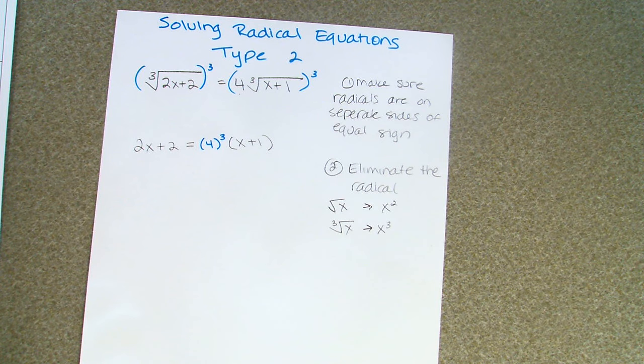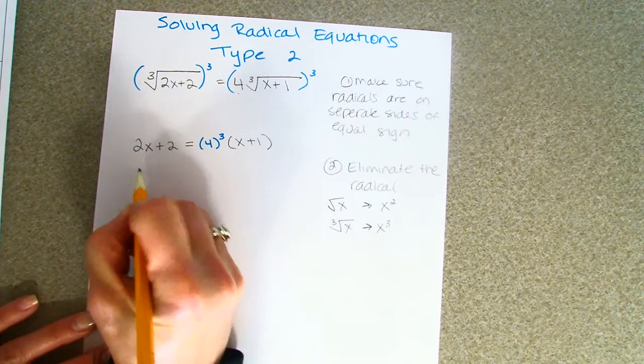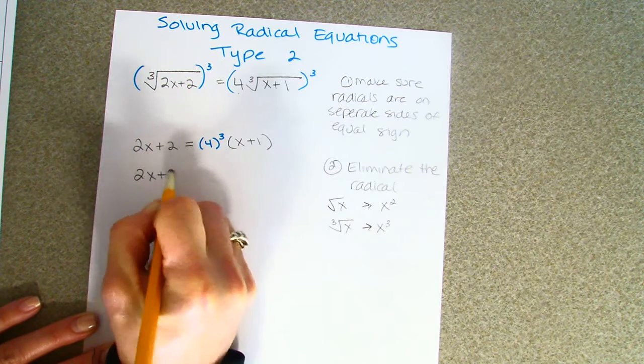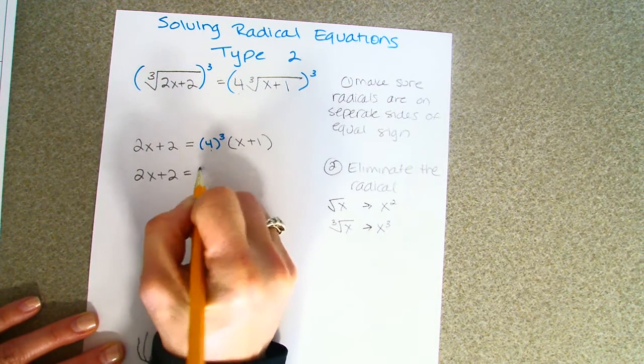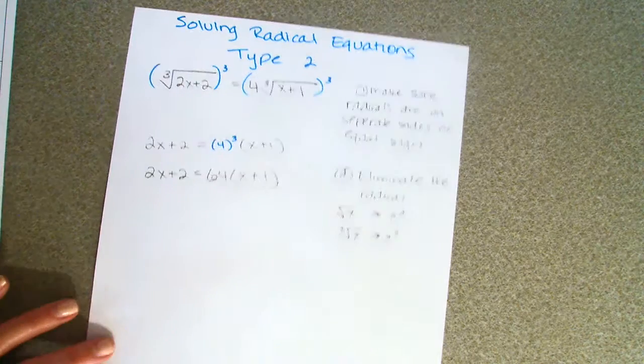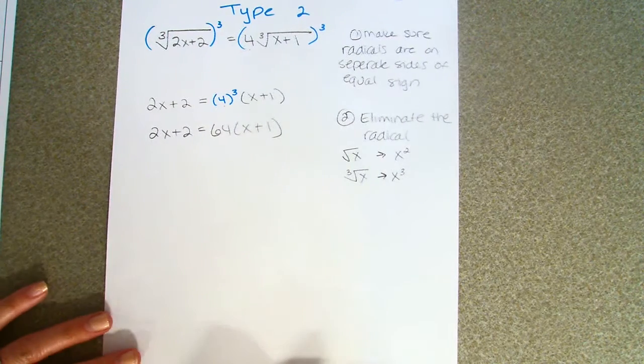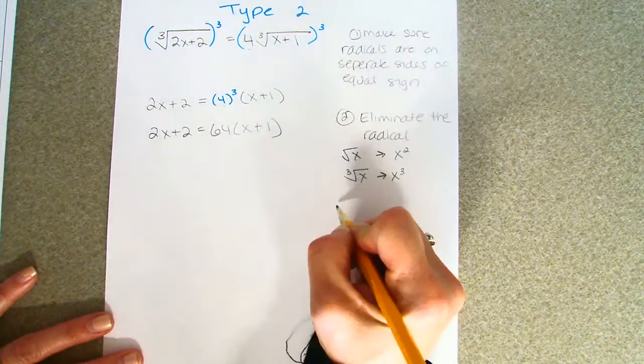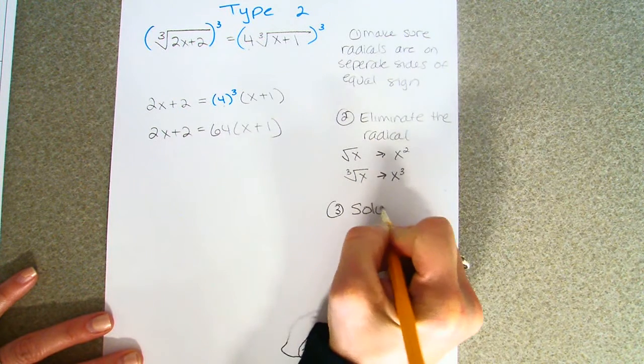So again, the reason why we need to cube the 4 is because it was not in the radical. So we really have to cube it. And when you cube 4, you get 64. So what we're going to have here is 2x plus 2 equals, this will become 64, then we have x plus 1. So this is a multi-step equation, and we are just going to solve it. We're going to solve for x.